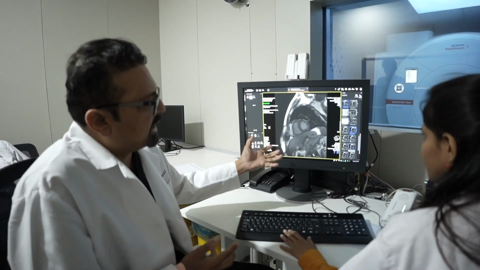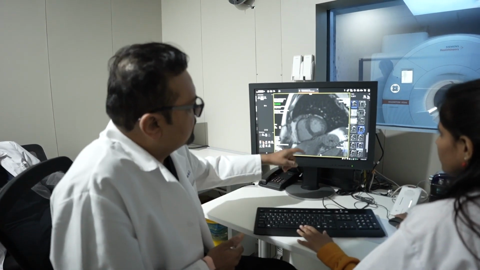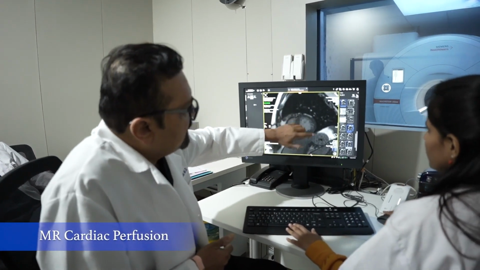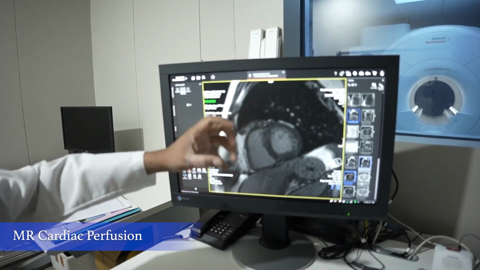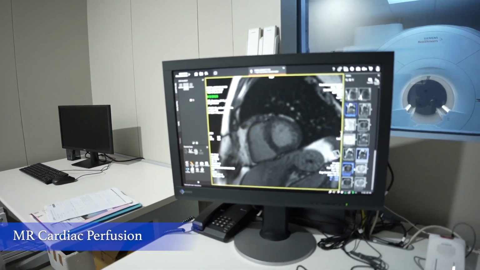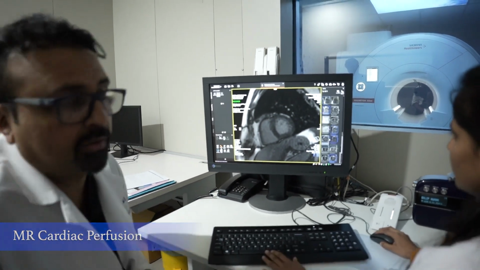Same kind of thing where we're just seeing different views, but we're seeing that this is nice and black. What we don't want to see is some area where the dye is just still hanging out because the muscle is weak or it's actually dead.